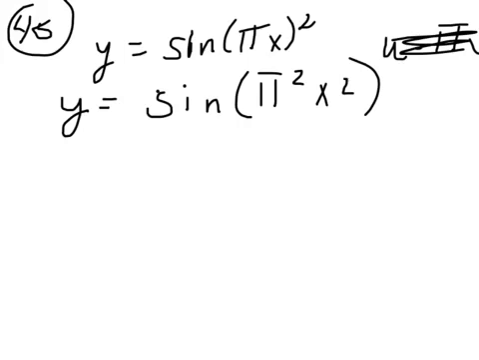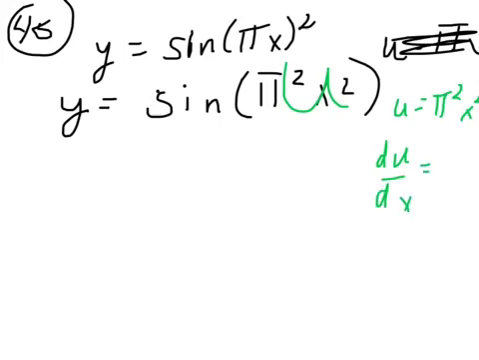So actually, let's let u be all this stuff in parentheses, okay? So if I come over here, u is pi squared x squared. We know we're going to have to take the derivative of that. We're going to use it in a minute. I'm just going to go ahead and do it. When I write my u down, I just go ahead and take my derivative. Pi squared is just a constant. The derivative of x squared would be 2x, right? So this ends up being 2 pi squared x is the derivative, okay?